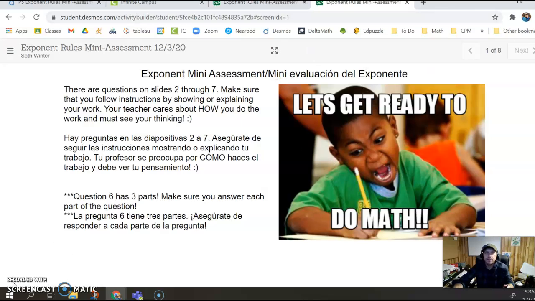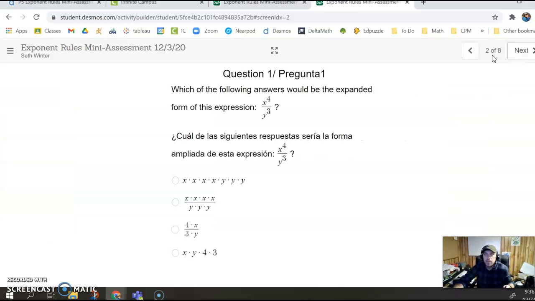It's a good idea to have your Desmos open so that you can go back and forth and see what you did. Here, remember this was just an opening question. If we have x to the fourth, y to the third, we're going to expand the top, x times x times x, and expand the denominator in the bottom, y times y times y. So we'll have x times x times x over y times y times y.